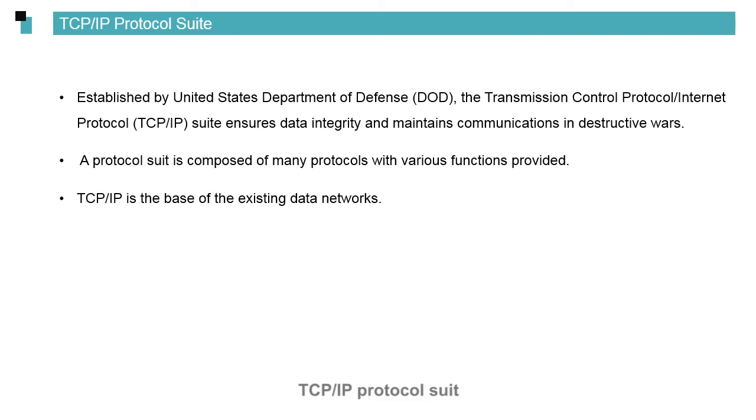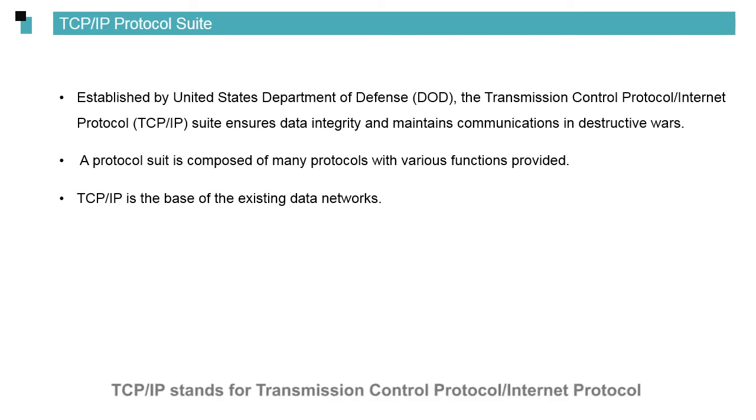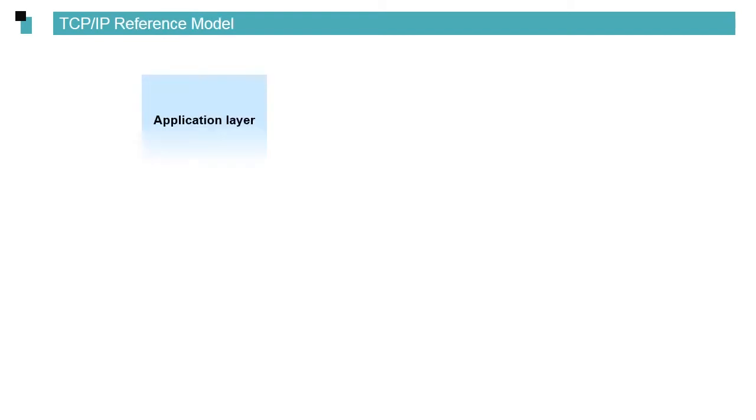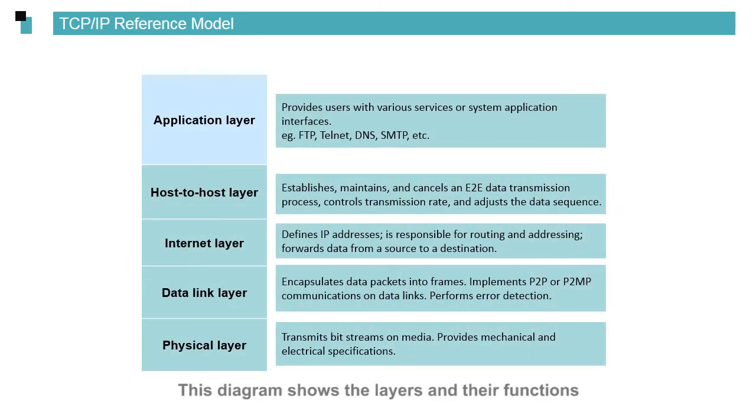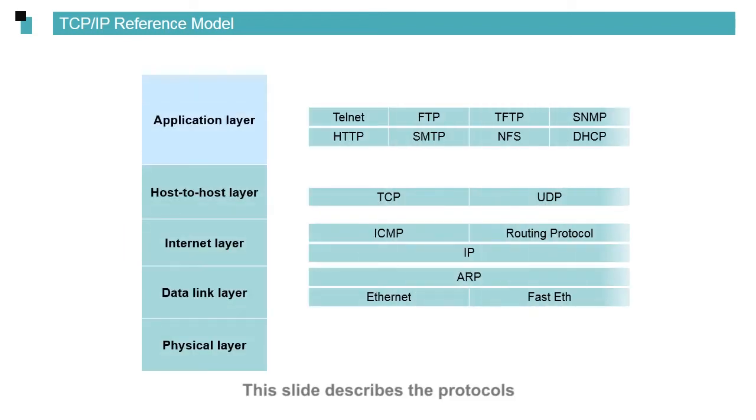TCP/IP protocol suite. TCP/IP stands for Transmission Control Protocol/Internet Protocol. The TCP/IP protocol suite contains multiple protocols. These protocols work together to make the entire Internet run properly. Here we talk about 2 typical protocols, TCP and IP. This diagram shows the layers and their functions in the TCP/IP reference model.